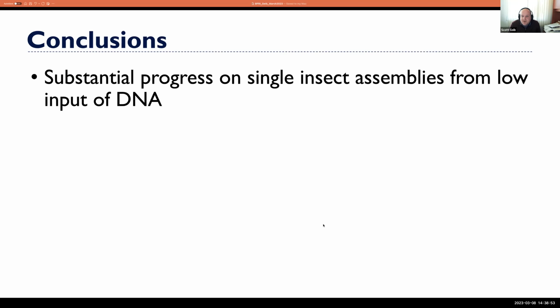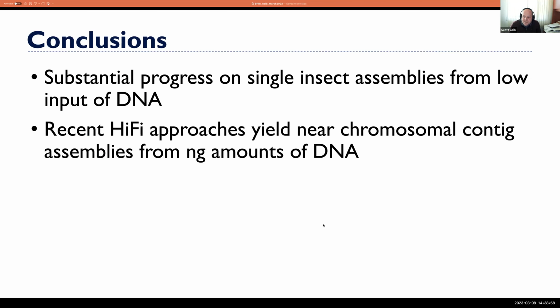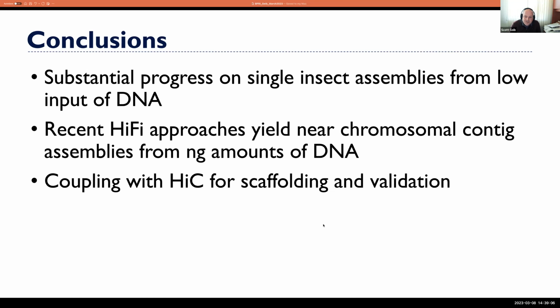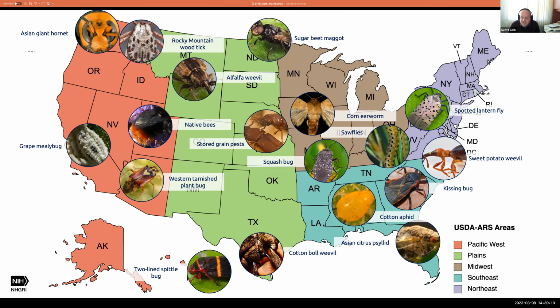So we make pretty good progress on single insect assemblies of low input. Recent HiFi approaches yield near chromosome contig assemblies from nanogram amounts of DNA, which also simplifies a lot of the Hi-C assembly side. You're not having to do as much editing. I think the assemblies just run faster. We're only doing a handful of contigs, things like that. We're coupling that with Hi-C for scaffolding and validation, and we've done lots of these, well over 100.